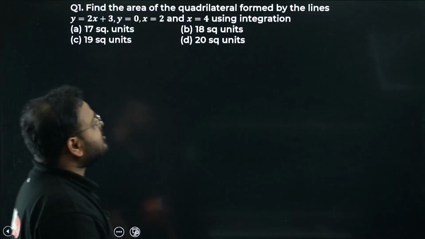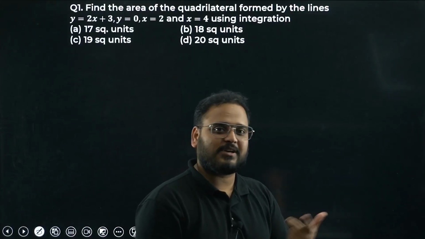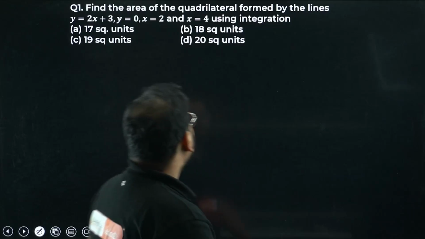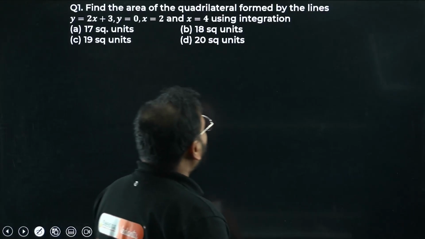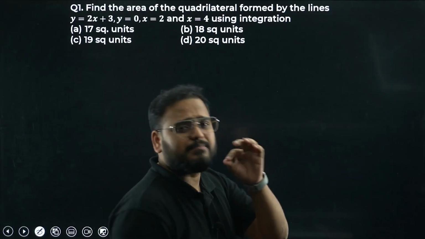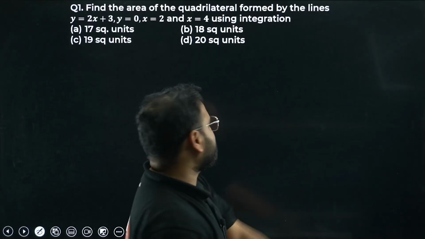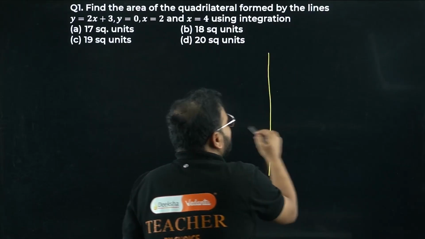Please check question number 1 now. I was waiting for it. Let's solve the first question. Find the area of the quadrilateral formed by the lines. Very simple question, the first one I've taken. We'll take the coordinate plane first.